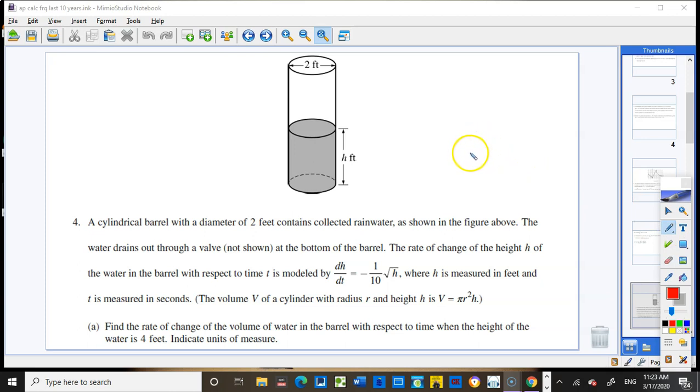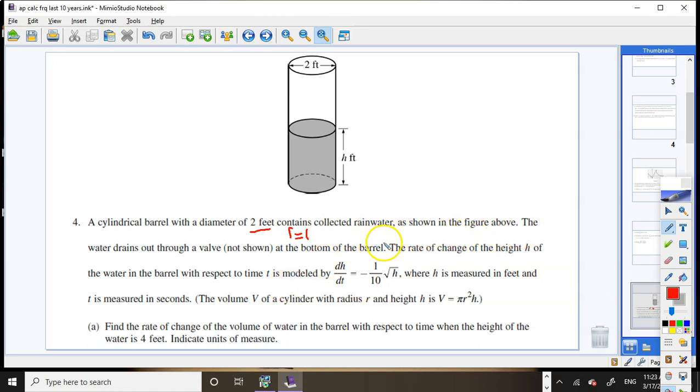In this video we're going to be talking about question 4 from the 2019 AP Calculus Free Response section. This problem is mainly about related rates. We have a cylindrical barrel with a diameter of 2 feet, which means the radius is 1. It contains collected rainwater as shown in the figure above.